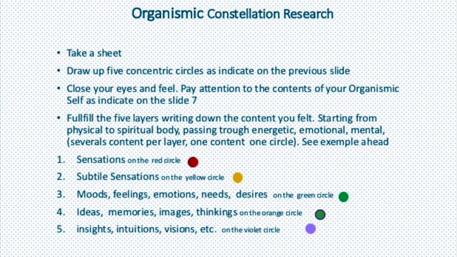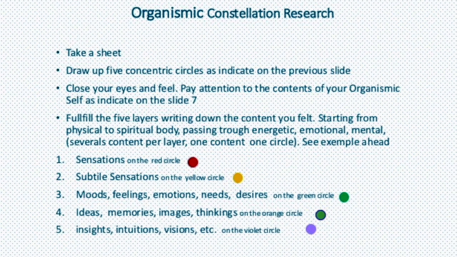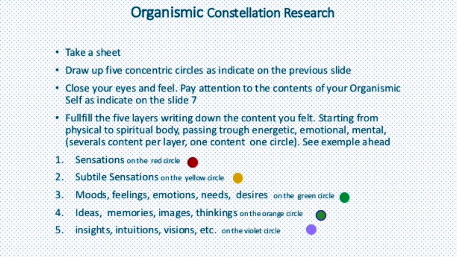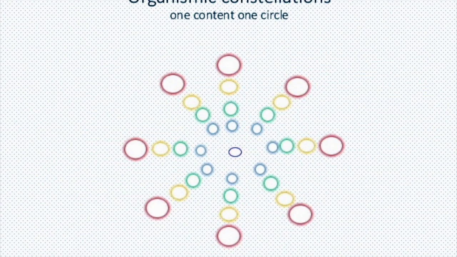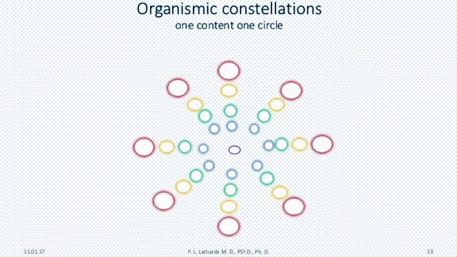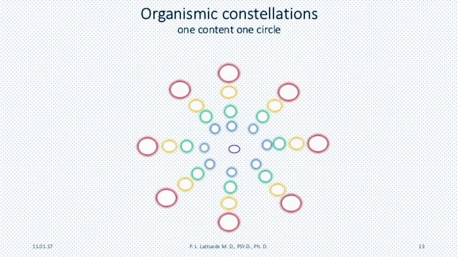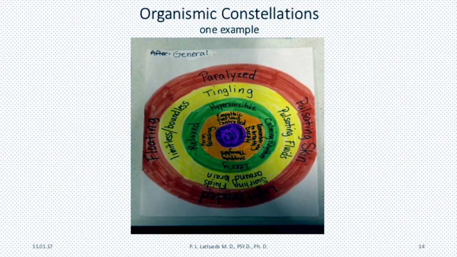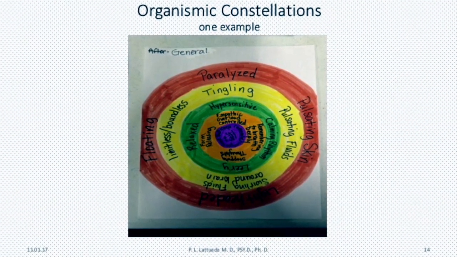Insights, intuitions, visions. Just watch. Stay, pay attention. Then write down on the violet circle insights, intuitions, visions. Take a few minutes per each circle, per each level, staying, feeling, watching, paying attention. Then write down. Here is your organismic constellation. Here is the picture of your process, of the experience.